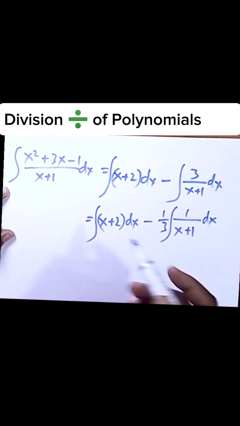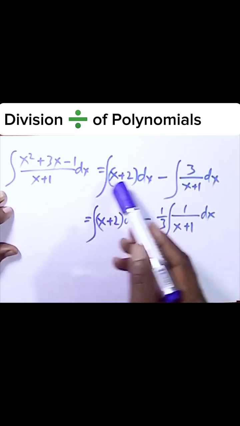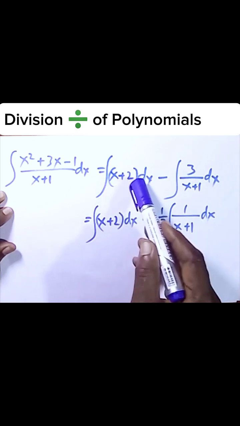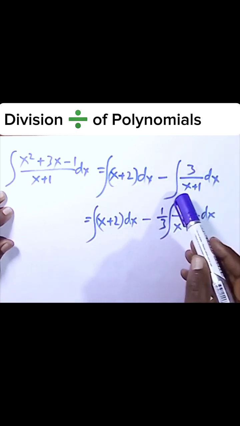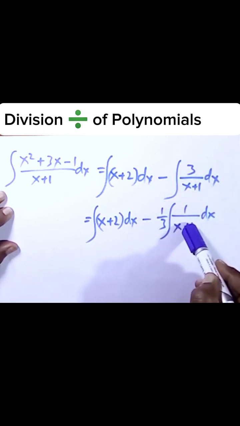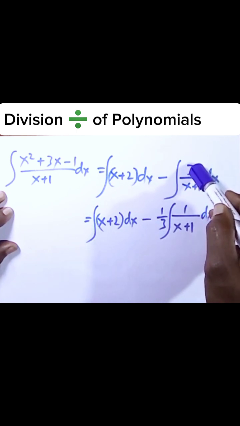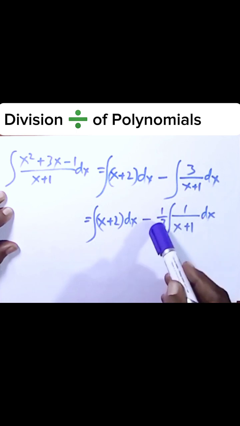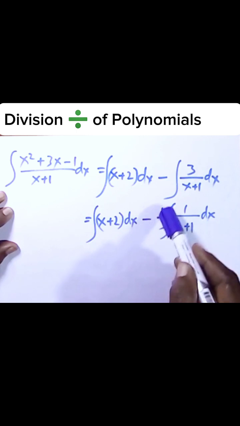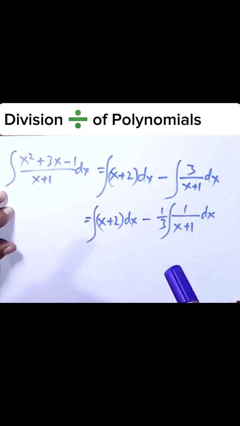So what have we done here? The same expression under the integral sign, we have broken it down into two different integrals. We now have integral x plus 2 dx minus 3 times integral 1 over x plus 1 dx. To reduce this to a form where we can easily integrate it, we have to factor out 3 from this numerator. That is why we have this 1 over 3 here. So this now reduces to integral x plus 2 dx minus 1 over 3 integral 1 over x plus 1 dx.